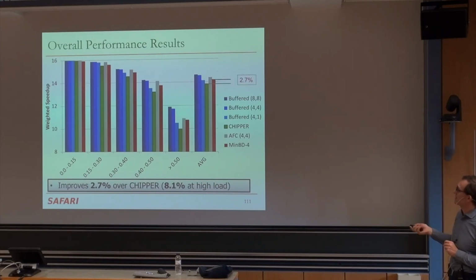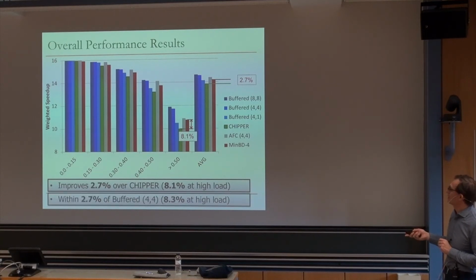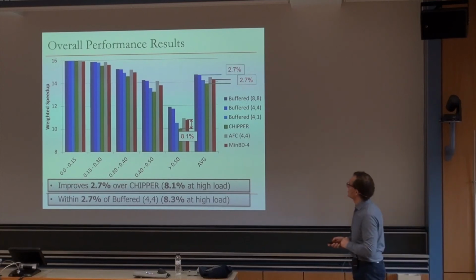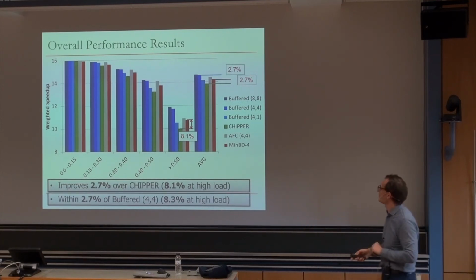Okay, so basically that's the performance improvement over CHIPPER. And it gets within 2.7% of the buffered router, which is not bad. So it basically closes the gap between bufferless and buffered routers.